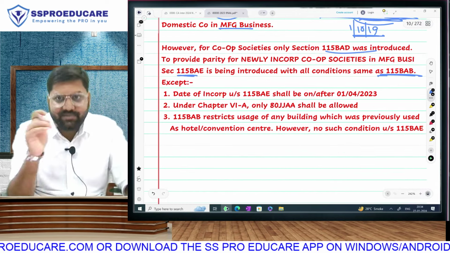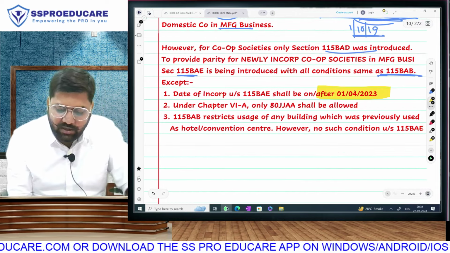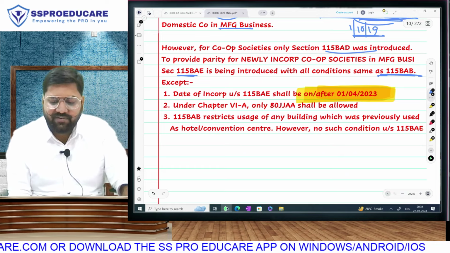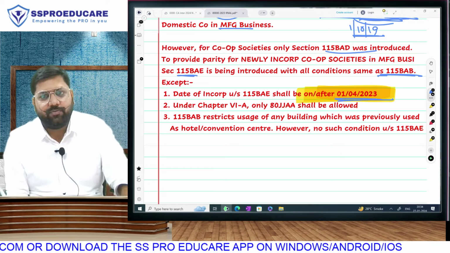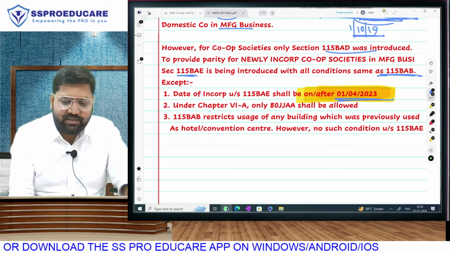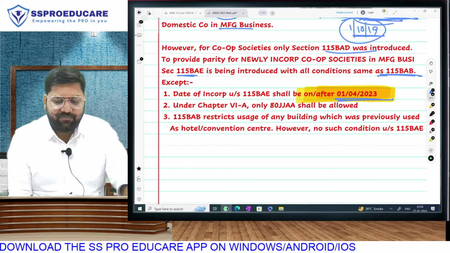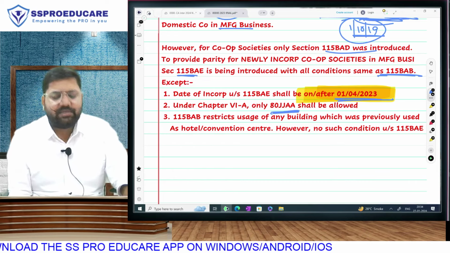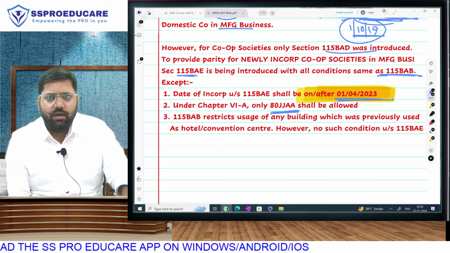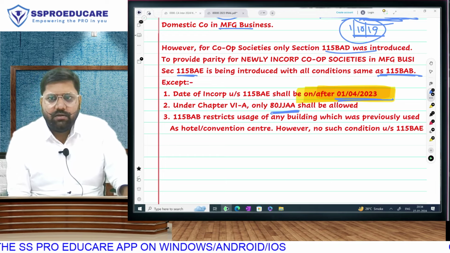But the BAE is introduced from the present budget. So here the newly incorporated cooperative society will mean any cooperative society that has incorporated from this date onwards. So for a company, the effective date of incorporation is this, but for a society it is this. Here in chapter 6, only 80JJAA is going to be allowed. There will not be any other deduction.